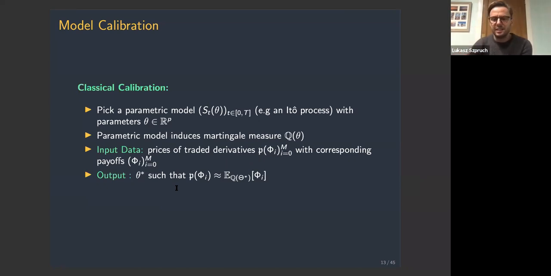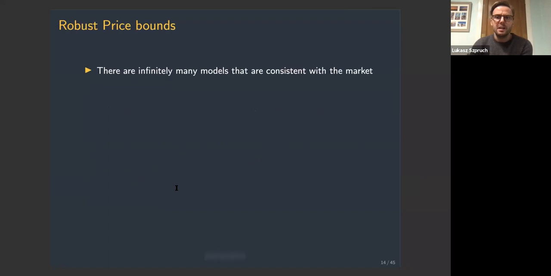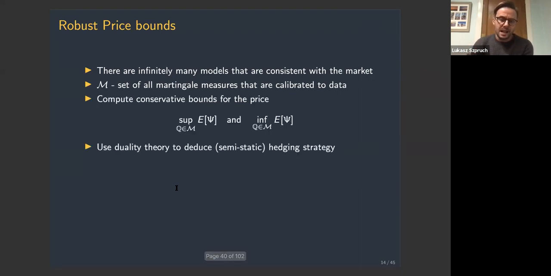Okay, so this is exactly the same as for the generative models. The only difference is a slightly different loss function and a class of functions that we're working with. But again, there may be many different models that fit the data. About 15 years ago, people in quantitative finance started working with the so-called robust approach to finance. There is this realization that there are many martingale measures, or models that induce martingale measures, that could calibrate the data. And so maybe one should take a conservative approach.